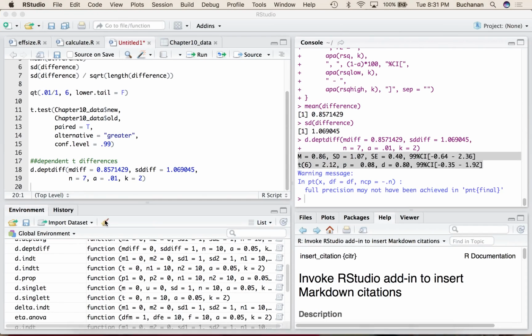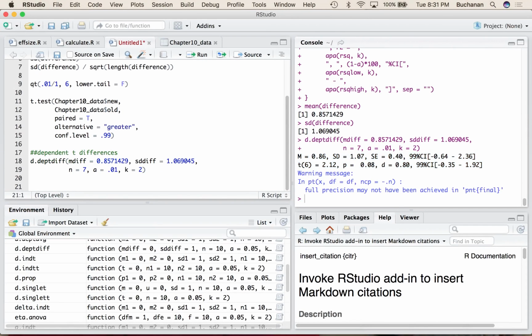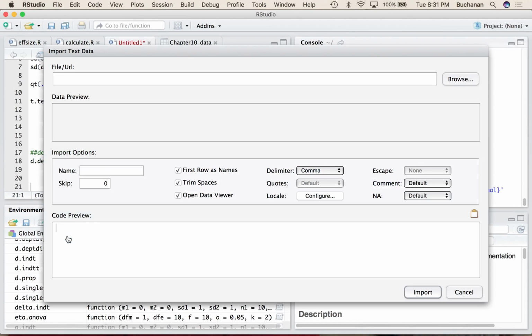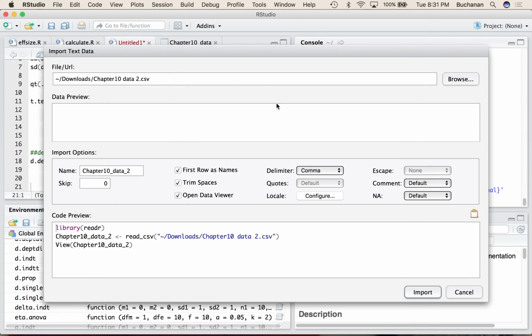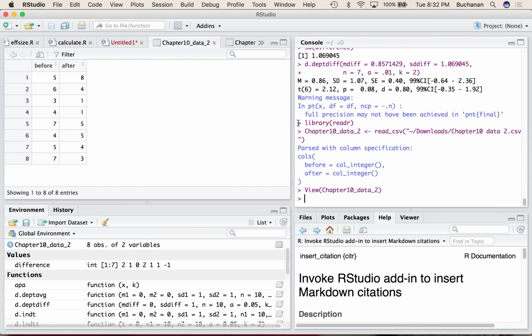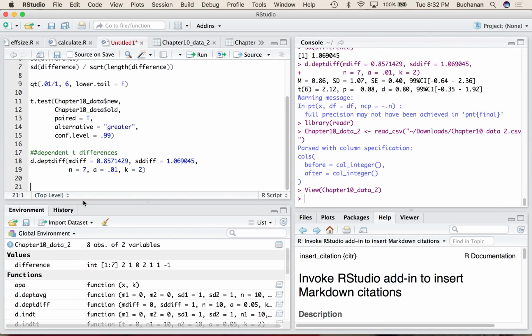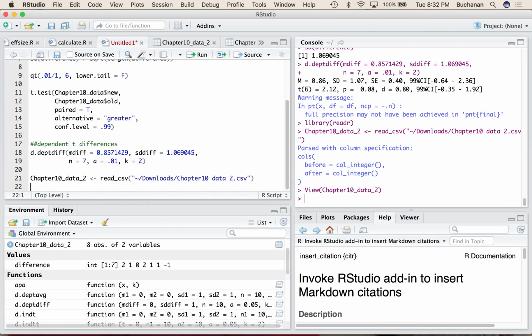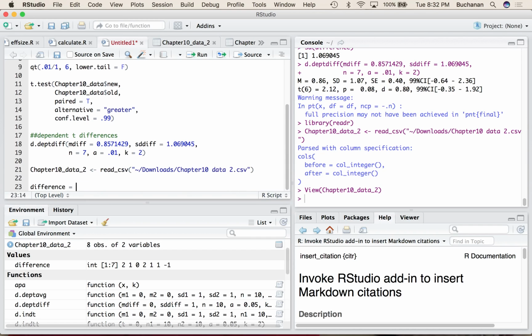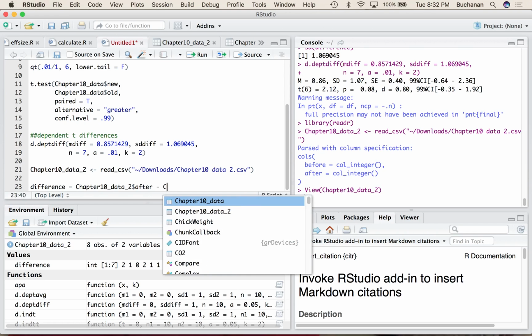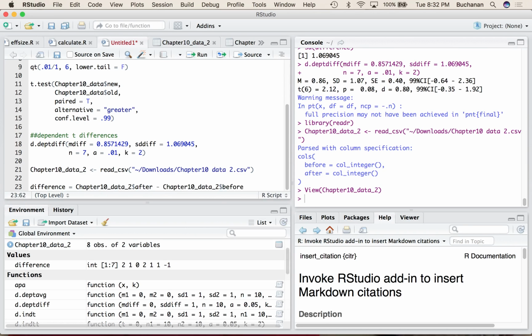So let's do almost the exact same thing we did last time. I am going to import that data. Import data set from CSV. Find it here, chapter 10 data 2. Just import that. Okay, I'm going to do the same thing. Difference equals my chapter 10 data 2 after, minus, me and my bad typing, before.